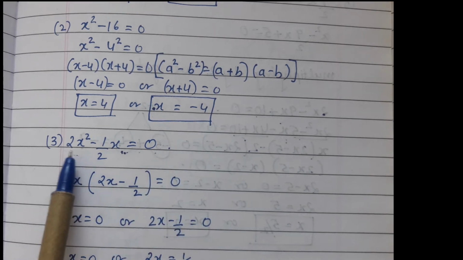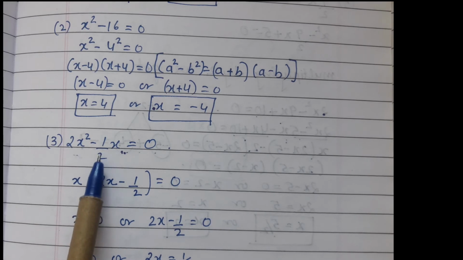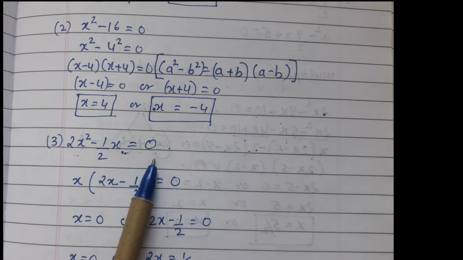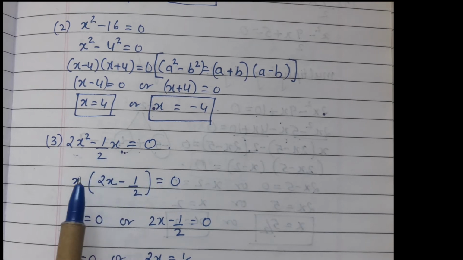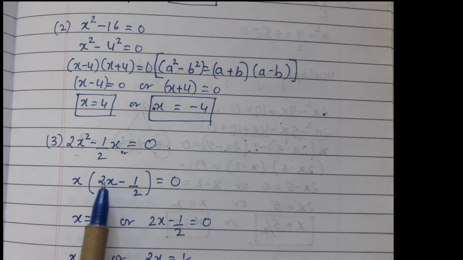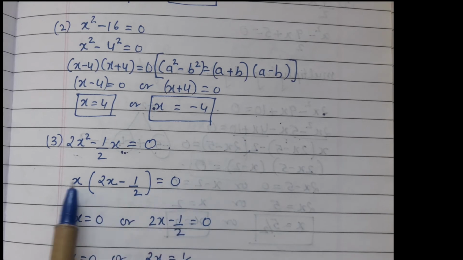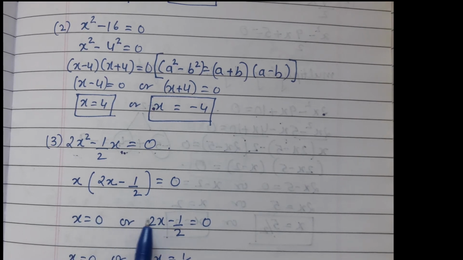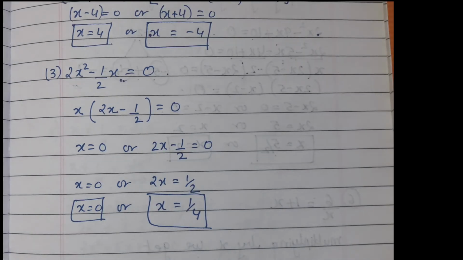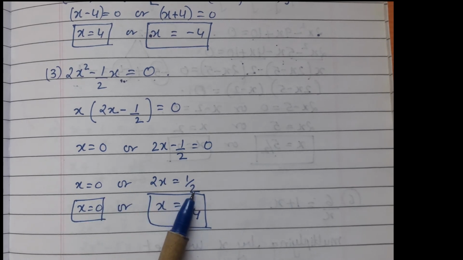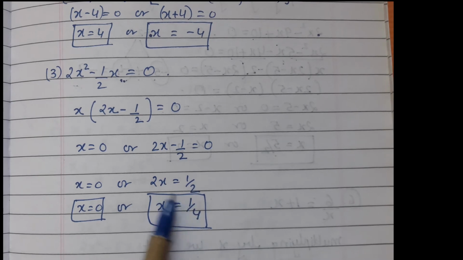Third sum, 2x square minus half x is equals to 0. What is common? x is common, so we remove x. What is remaining? 2x minus half is equals to 0. So now this is already factorized, so we will directly do either x is 0 or 2x minus half is 0. So x is 0 or 2x is equals to half, or x is equals to, take 2 down, so 1 upon 4.